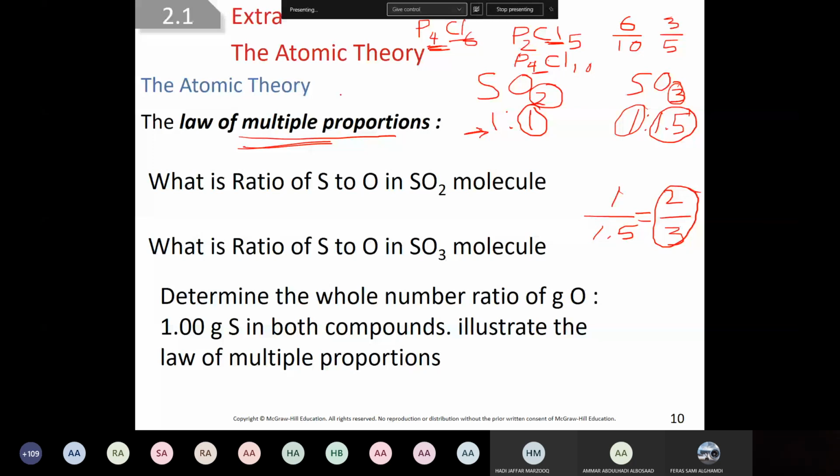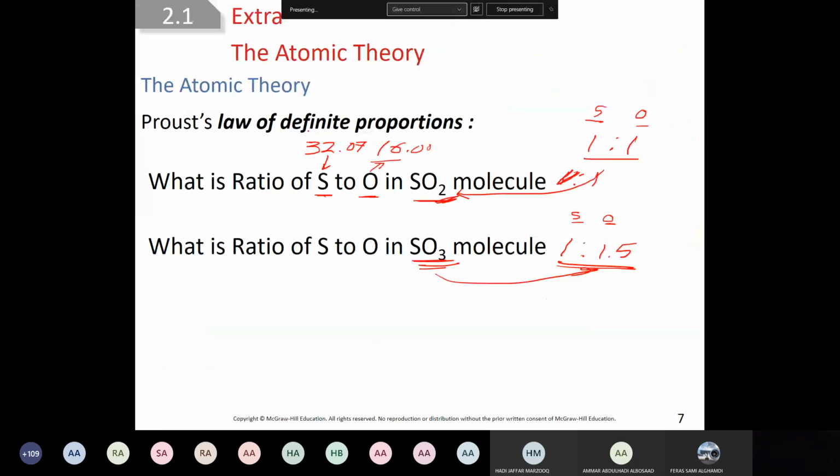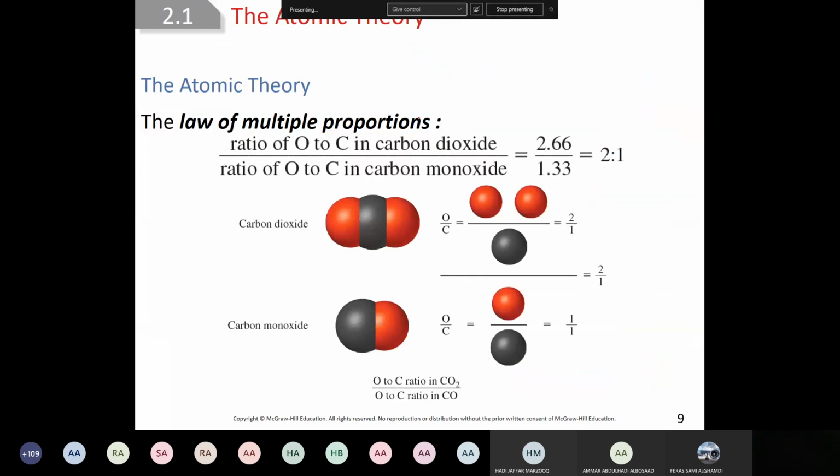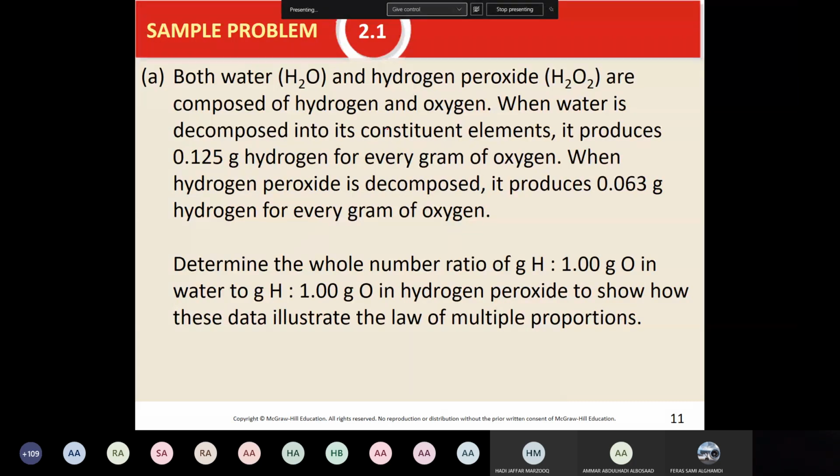So the definite proportion, we do it for how many compounds? Definite proportion, only one. Clear? But in multiple proportion, we do it for 2 compounds. Is this clear? Okay.